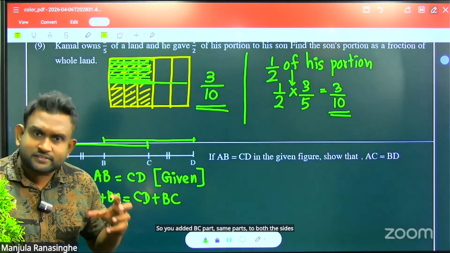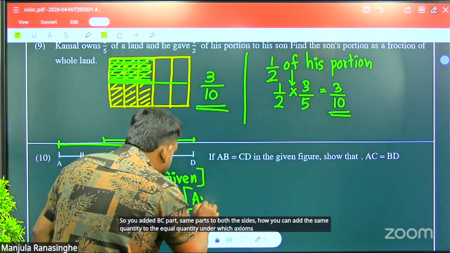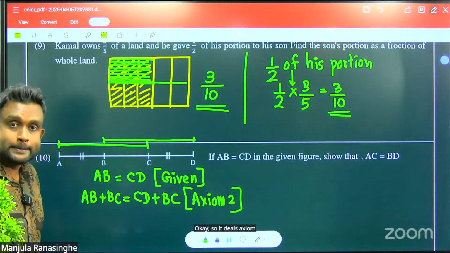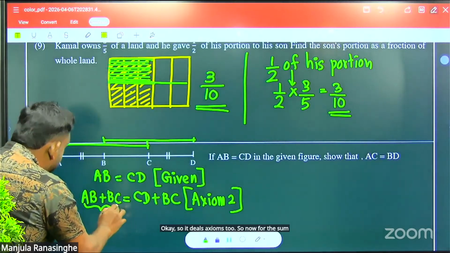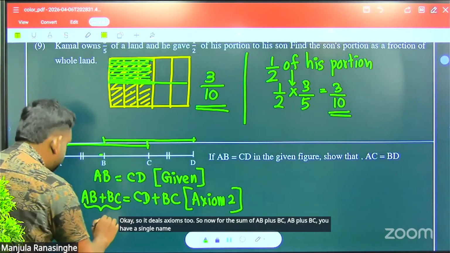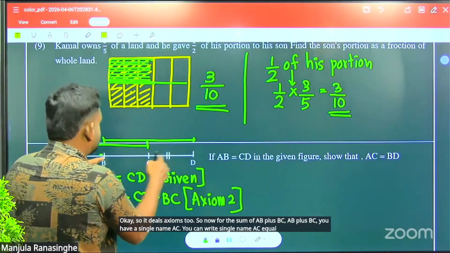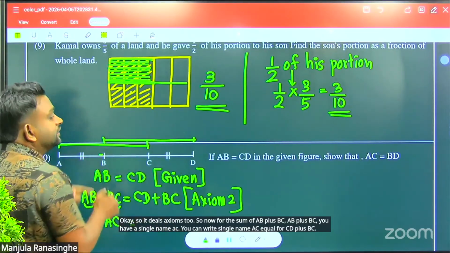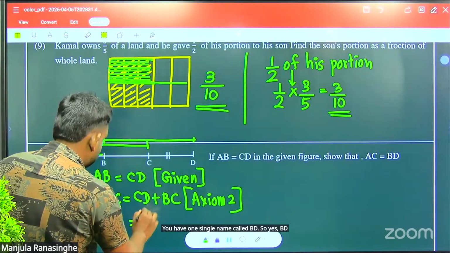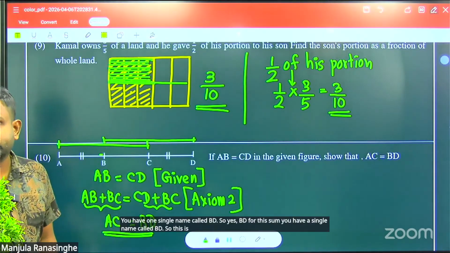How can you add the same quantity to equal quantities? Under which axiom? It deals with axiom 2. So now for the sum AB plus BC, you have a single name, AC. You can write AC equals, for CD plus BC, you have one single name called BD. So this is how you formally prove it.